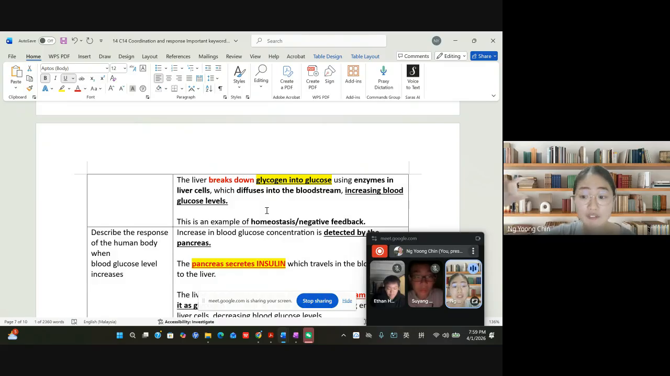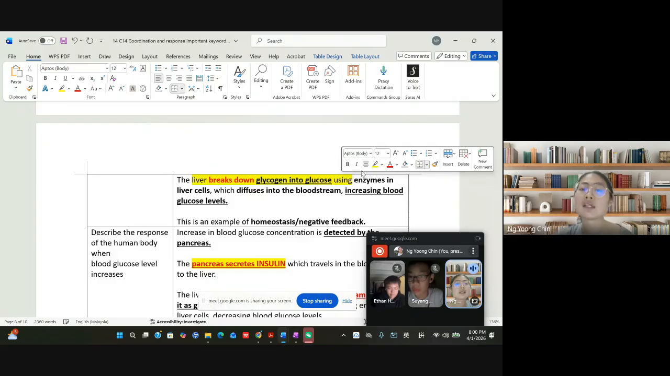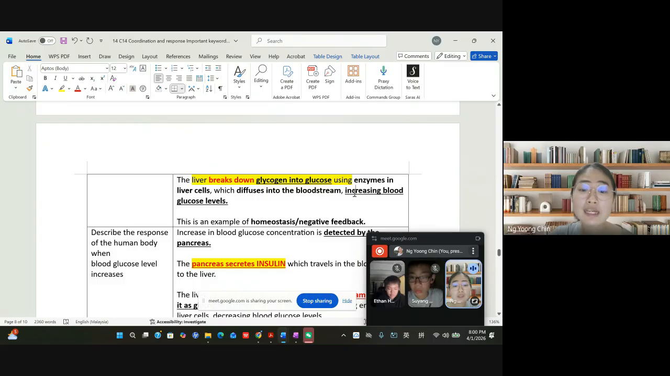So due to the effect of glucagon, spell it with the correct name, okay, glucagon, they will break down the glycogen into glucose by using the enzyme in the liver cell. This is a keyword, you should write this keyword: break down the glycogen into glucose. Later the glucose will be released into the bloodstream. By this way, they can increase the blood glucose level.